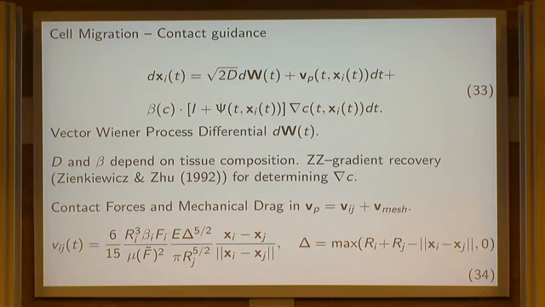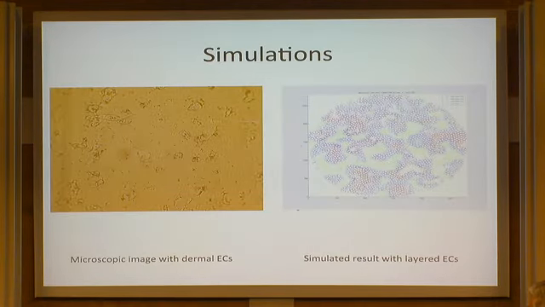So where's my pointer? Oh, here it is. So that's something we also try to incorporate, the contact forces. And here we have the chemotaxis. This is the movement according to the concentration gradient of a certain chemical, as well as the contact guidance. So this is our tensor again. Maybe I should go to the fun part now, to the simulations.